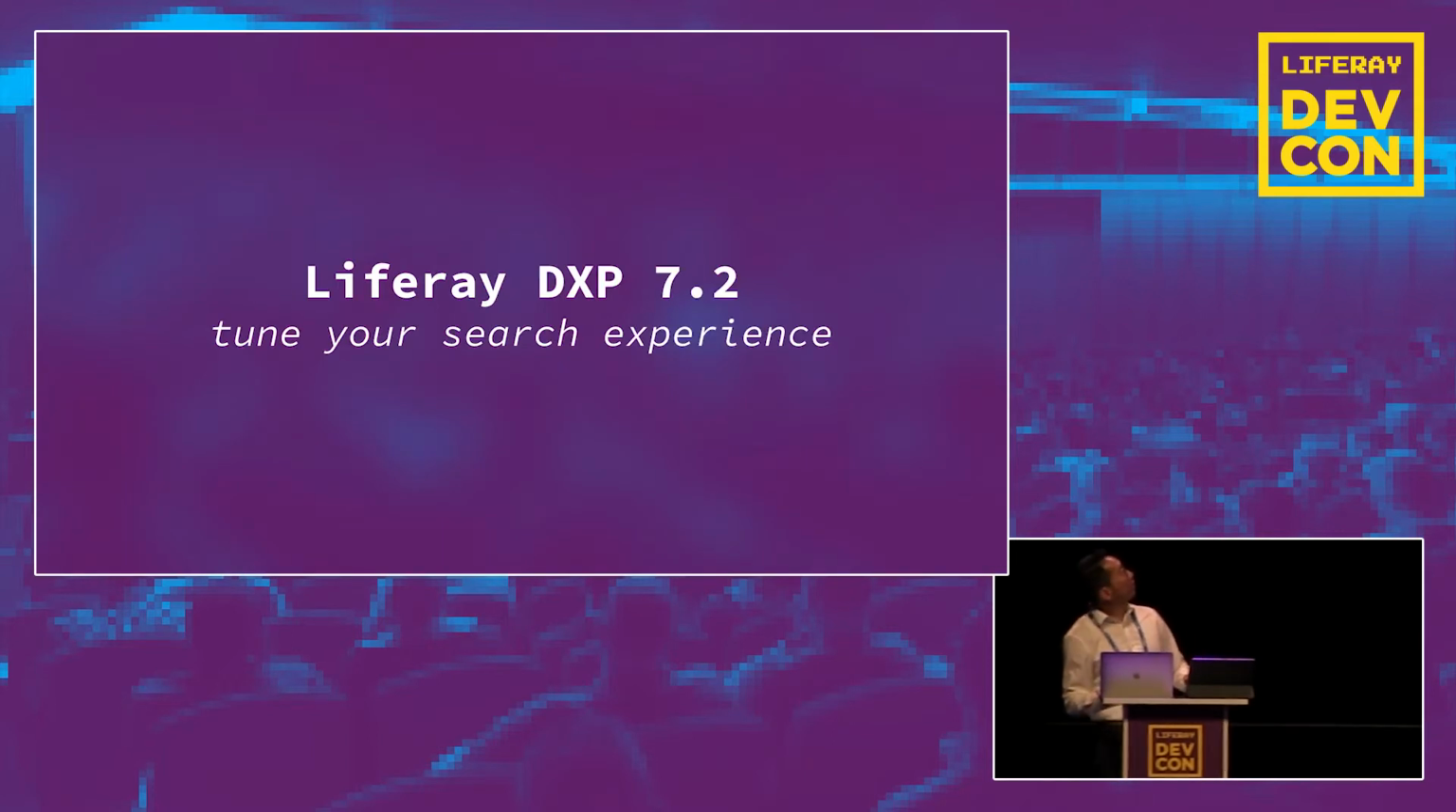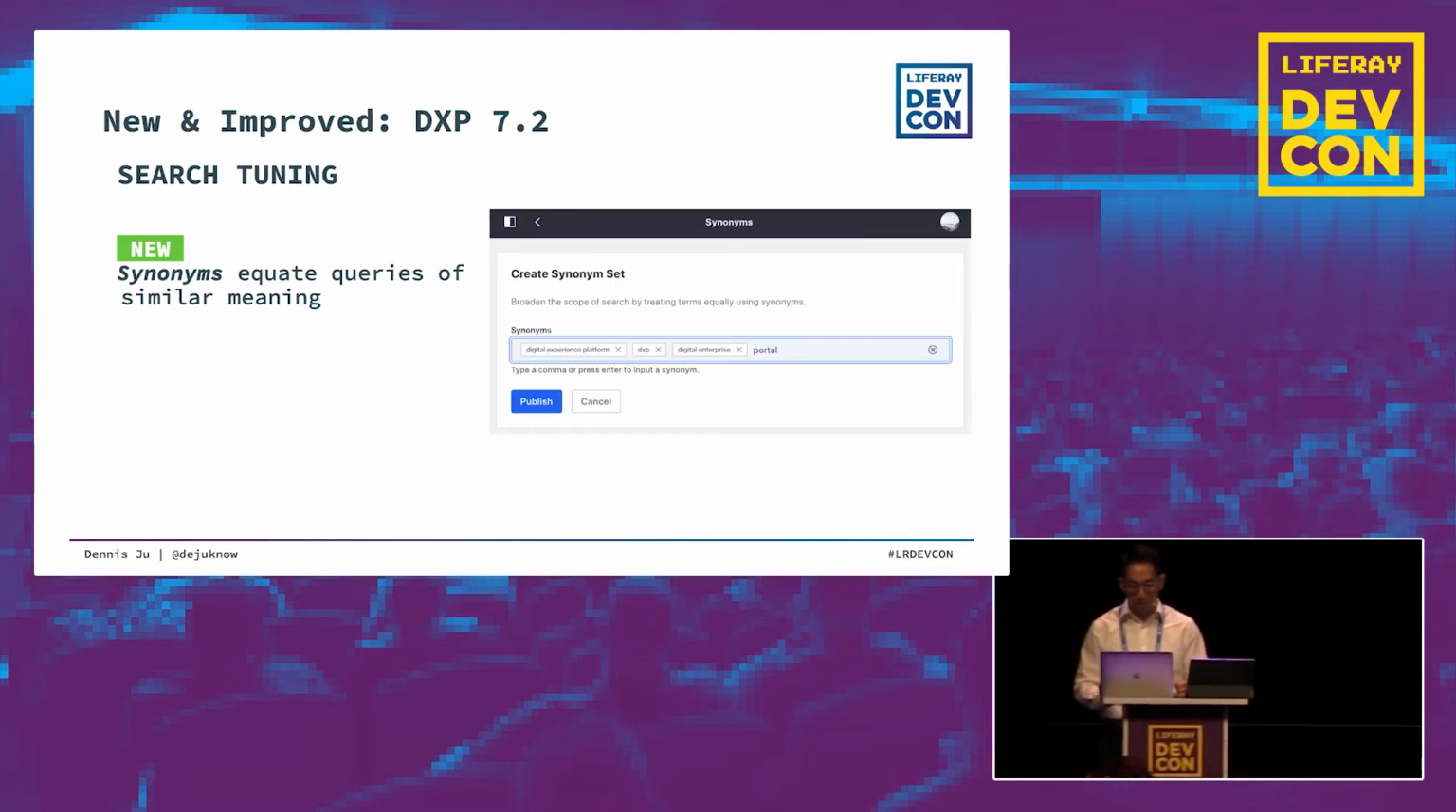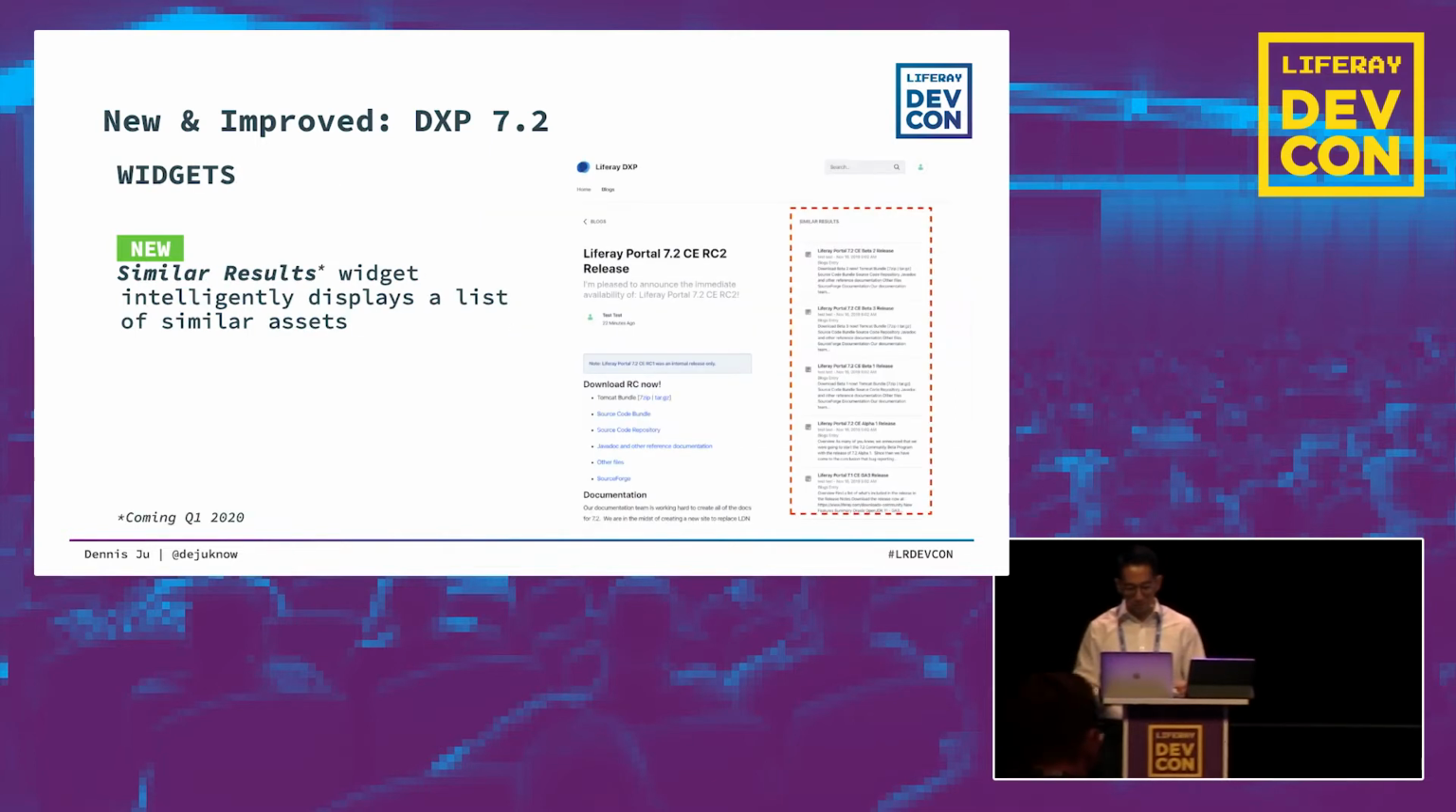All right, so DXP 7.2 talked about result rankings, and the focus here is on tuning your search results. So I'll give a demo of this in a moment. Synonyms, you can equate words and terms that have equal meaning together. So phrases here like digital experience platform, DXP, and digital enterprise, or phrases like handphone, mobile phone, cell phone.